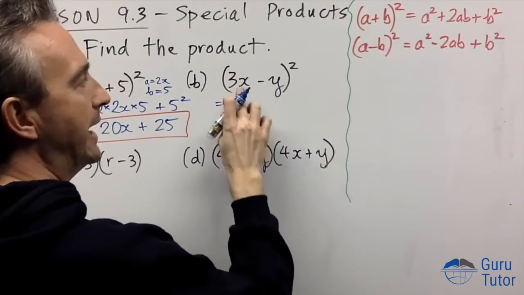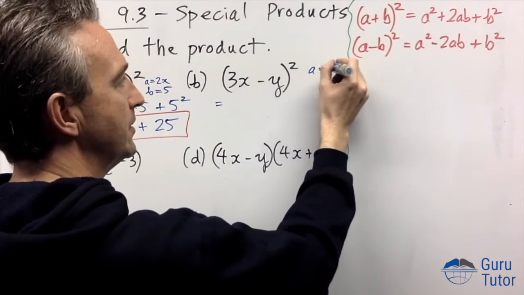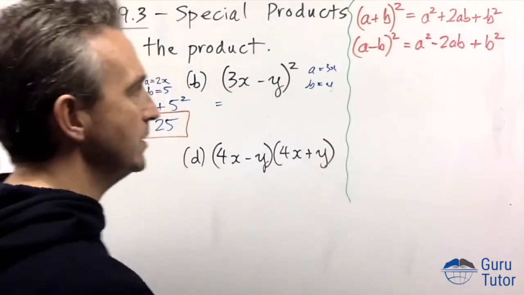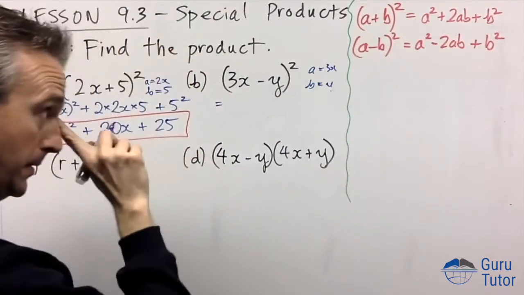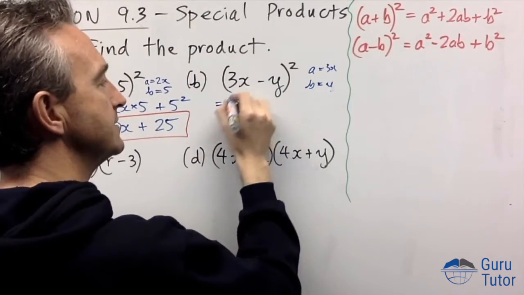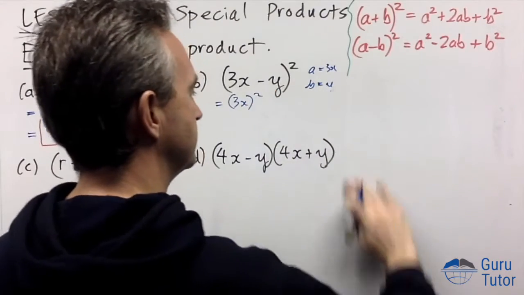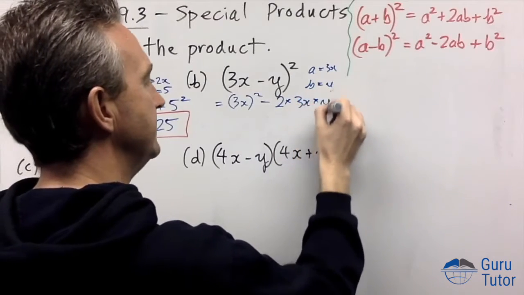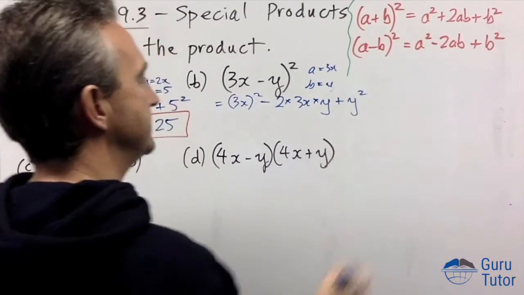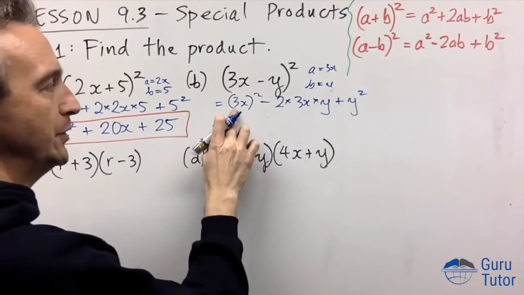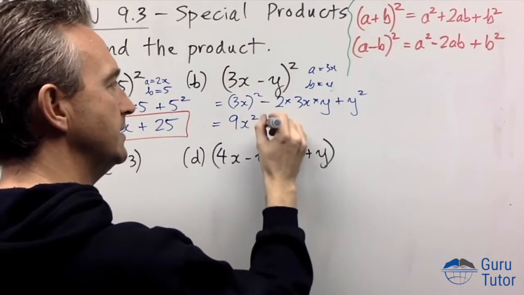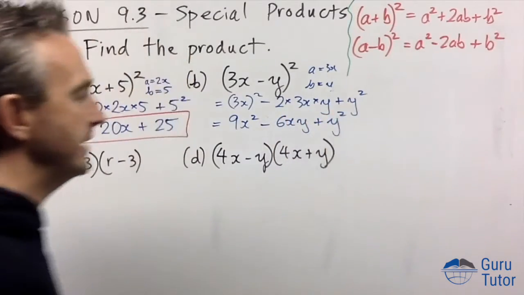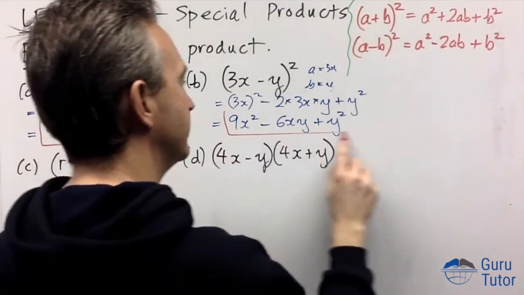Let's do it. So a minus b, so a here is 3x. B here is y. B is plus y, it's not minus y. The formula takes care of the minus for you. So it's a squared, 3x squared, minus 2 times a times b plus b squared. Simplifying that out, remember the 3 gets squared as well. 9x squared minus, 2 3s are 6xy, plus y squared. And that is the answer for B.